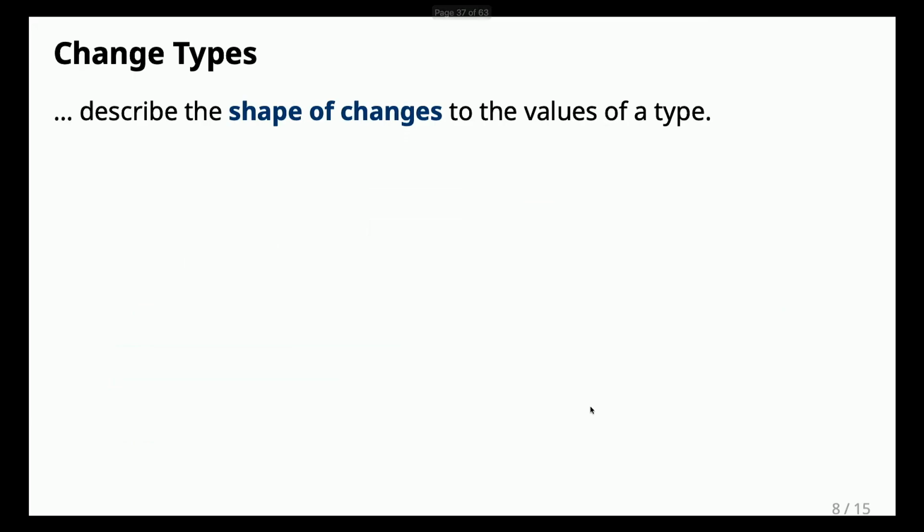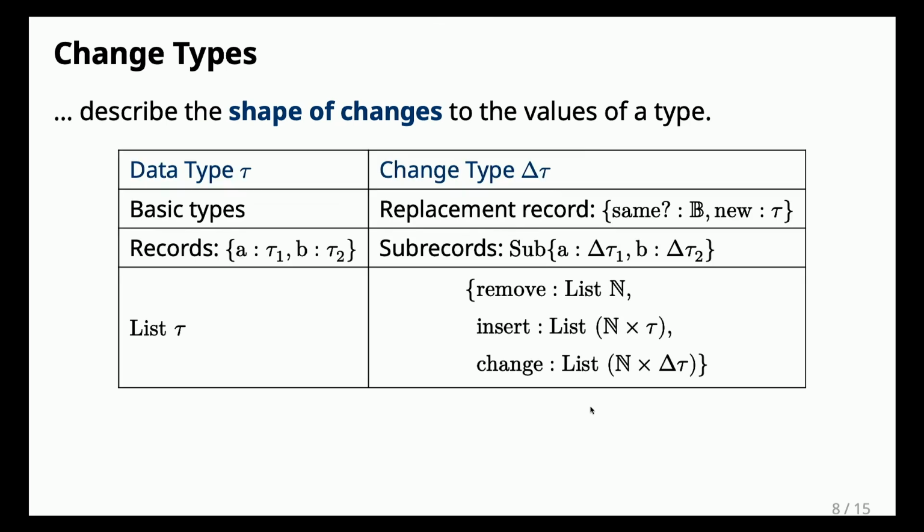And the second ingredient is change types. So those describe the changes that values of a certain type can have. For example, for basic types, we might just have a replacement change. It just tells you whether it's the same as before and what the new value is. For record types, we'll just have subrecords, which include just the fields that changed and their changes. And for lists, we might just record removals, insertions, and modifications.